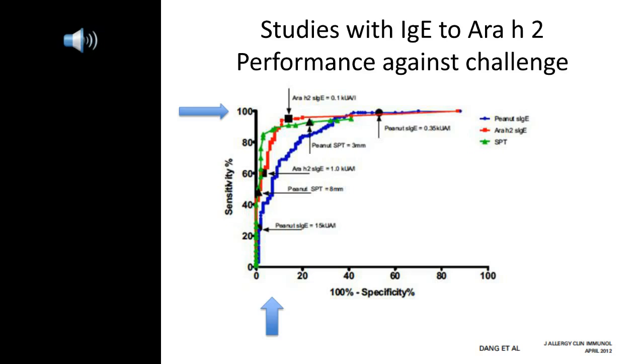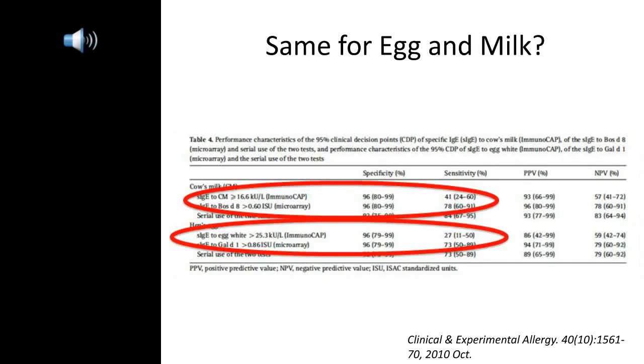But it still has this problem: even if we have a cutoff above which there's a 95% chance of reacting, we still have this problematic group of patients who are below the cutoff and still react. So it doesn't prevent us from having to challenge patients who are below the cutoff, because we don't know whether they're in this residual group.